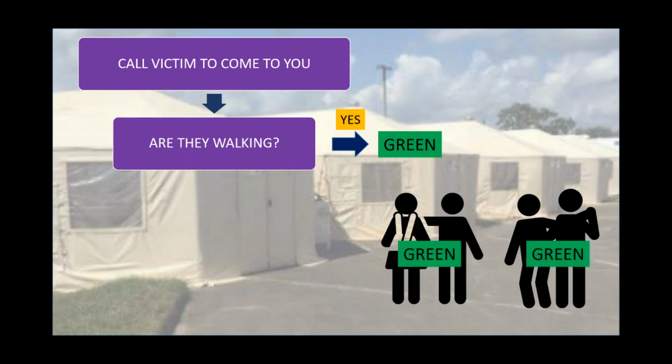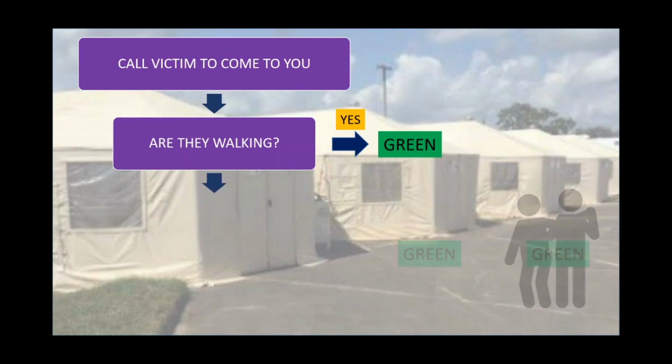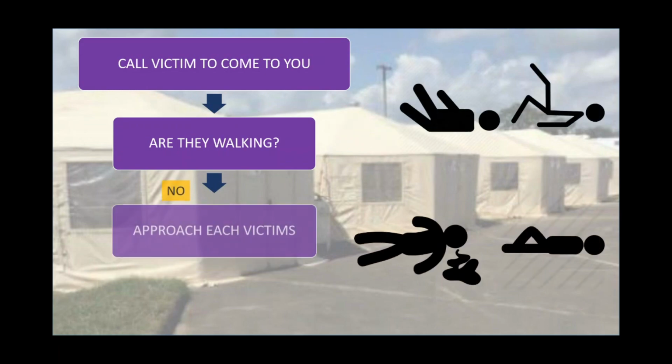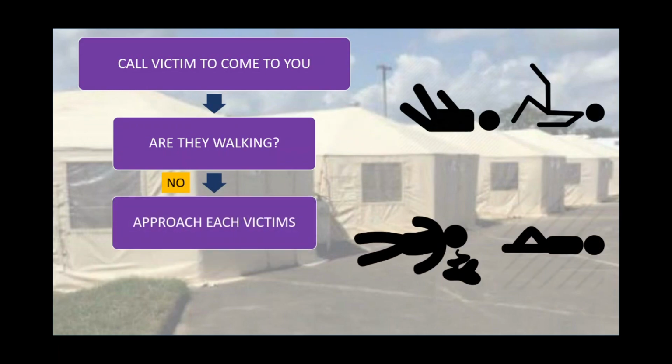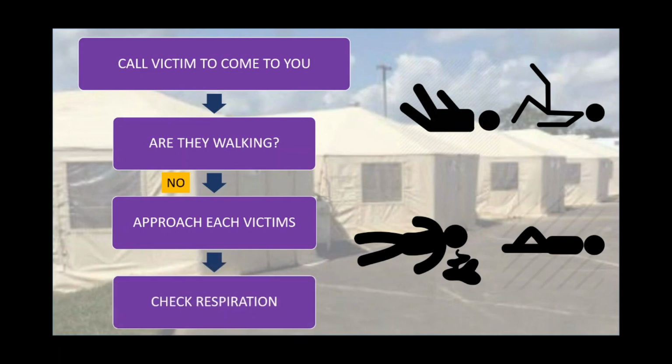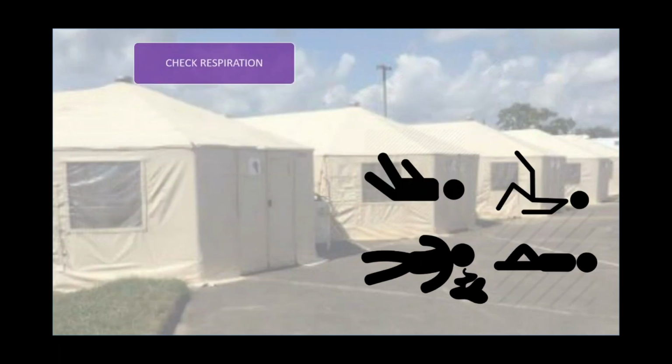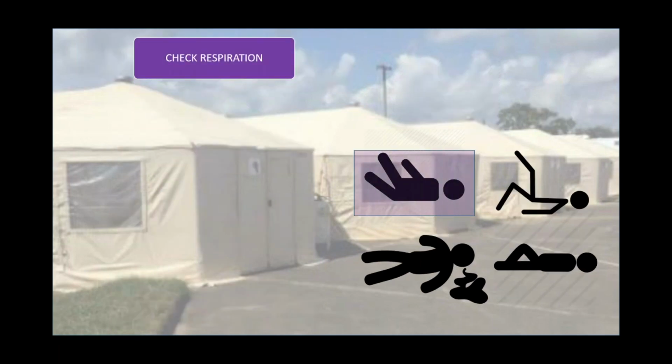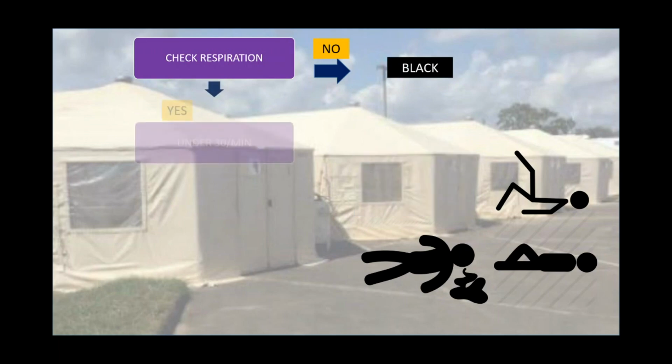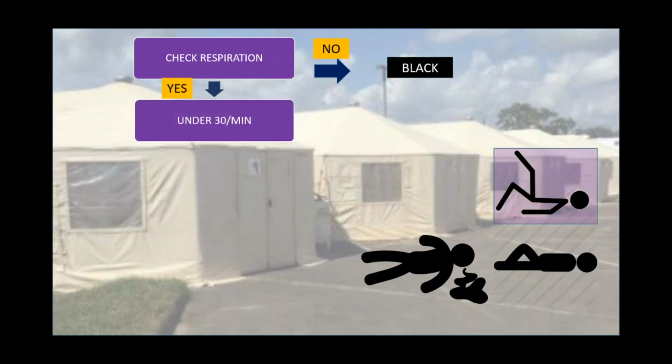victims. If they are not walking, approach each and every victim, starting from the closest victim to you. Now, we are going to use RPM, respiration, perfusion, and mental status. So first step, check the respiration. Is the victim breathing? If no, triage black to the victim. If the patient is breathing, do check the respiratory rate.